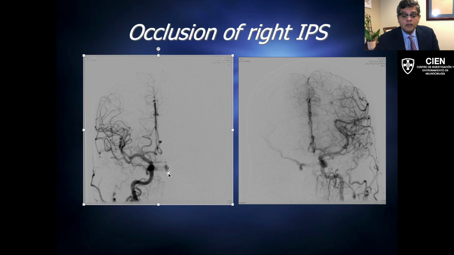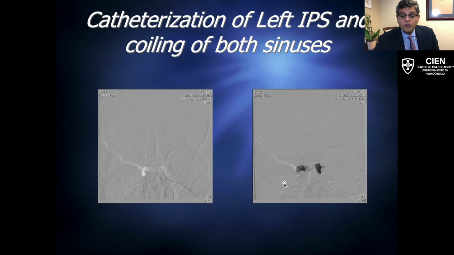And you can see the image here. So we went across into the opposite side, coiled this area, and then came back to the intercavernous sinus and coiled the cavernous sinus on the left. This is the final image of the coils.